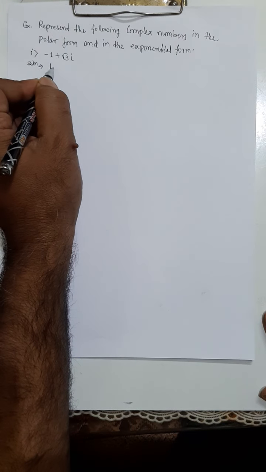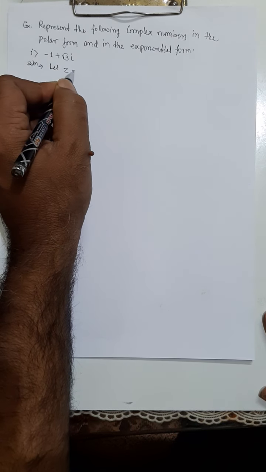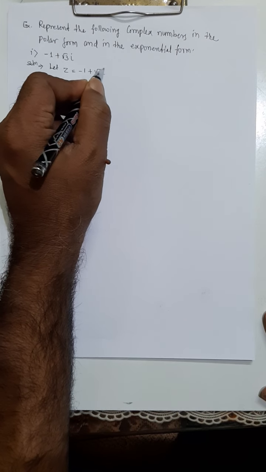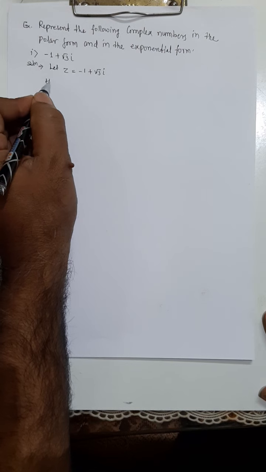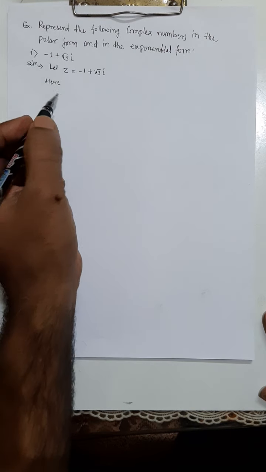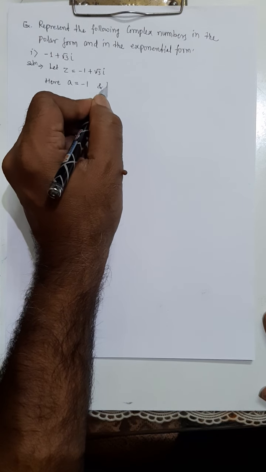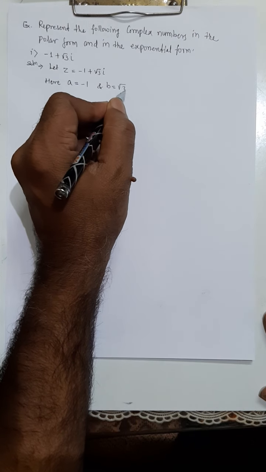First we let z equal to the given complex number -1 plus root 3i. Then write values for a and b. Compare with a plus ib. So here a is equal to -1 and b is equal to root 3.